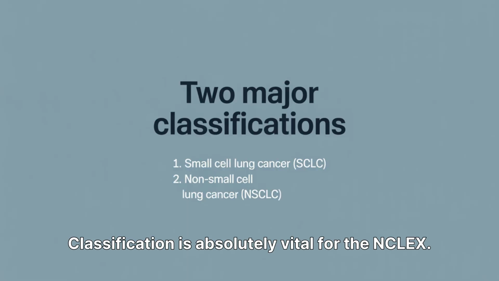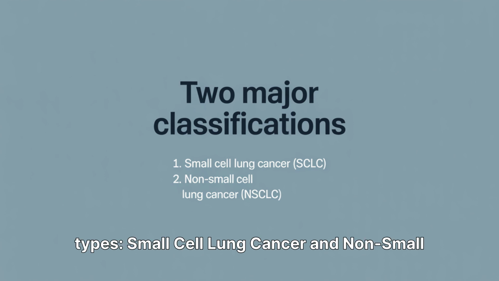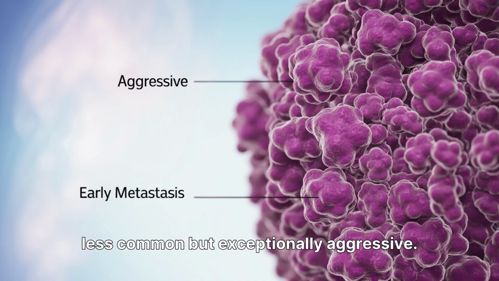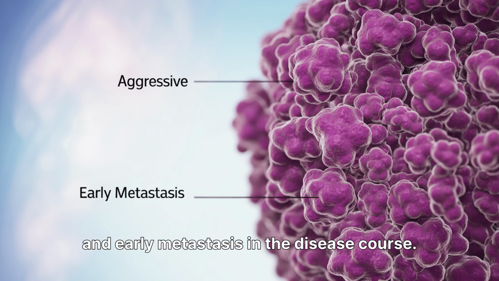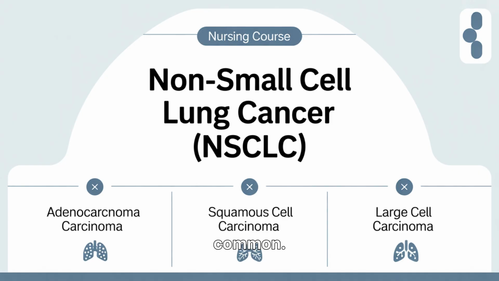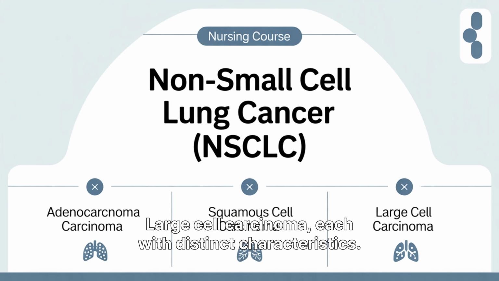Classification is absolutely vital for the NCLEX. You must distinguish between the two major types, small cell lung cancer and non-small cell lung cancer. Small cell lung cancer, or SCLC, is less common but exceptionally aggressive. It is known for its rapid growth and early metastasis in the disease course. Non-small cell lung cancer is far more common. It includes adenocarcinoma, squamous cell carcinoma, and large cell carcinoma, each with distinct characteristics.